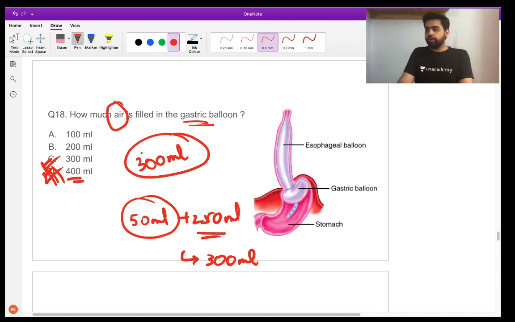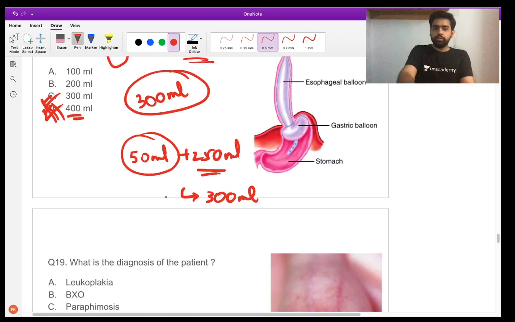So Shalini, please note, it is not 400. 400 to 700 is used in the Linton's tube. Linton's tube is the tube which has only one balloon. So that is used in the Linton's tube. The answer to this particular question is in fact 300 ml. Okay, right, let us move on to the next question.